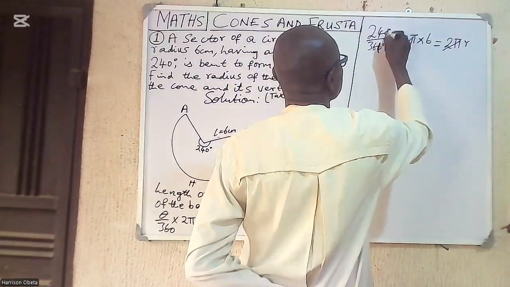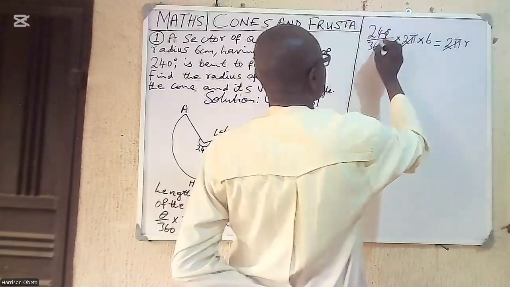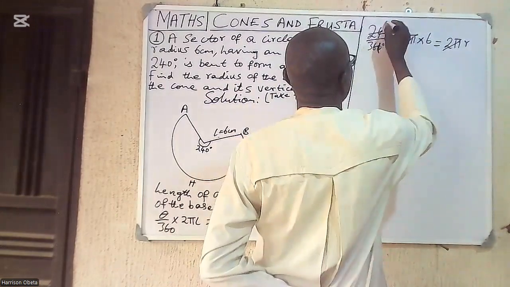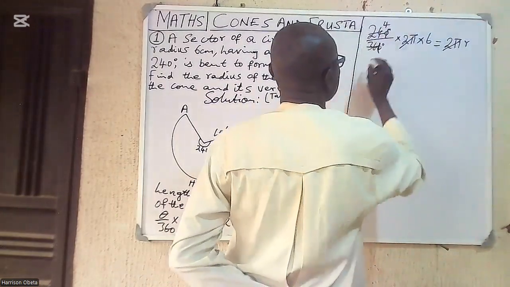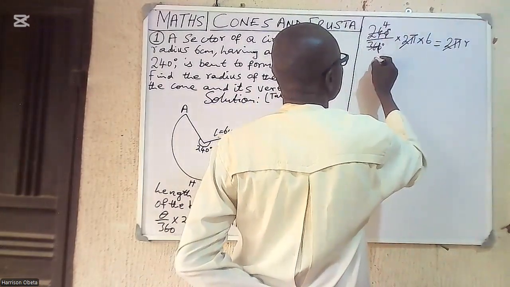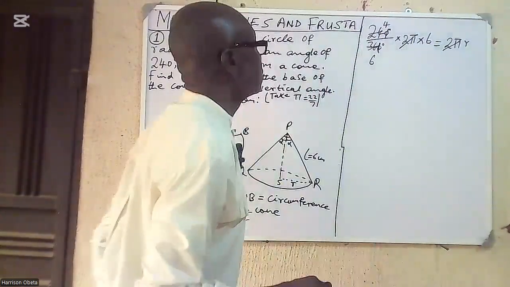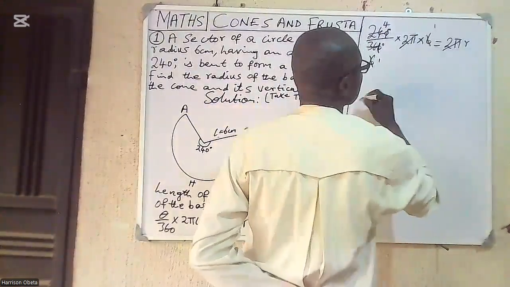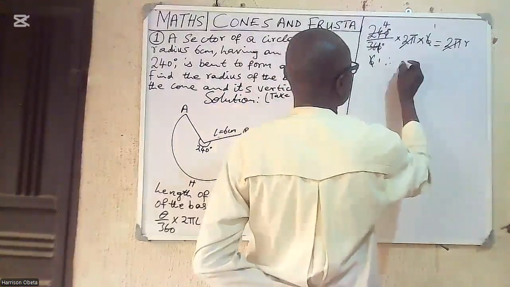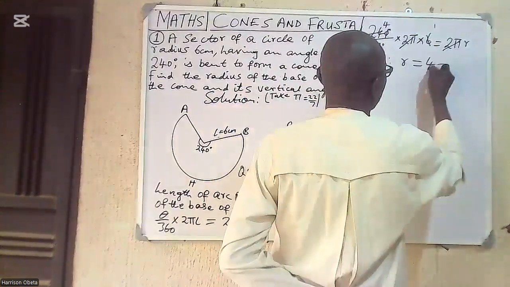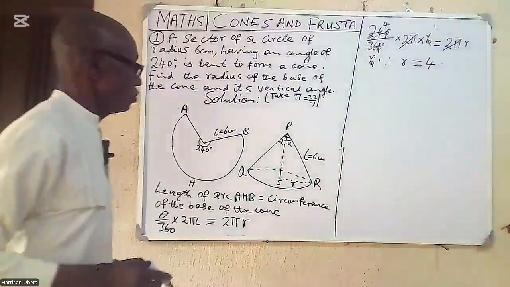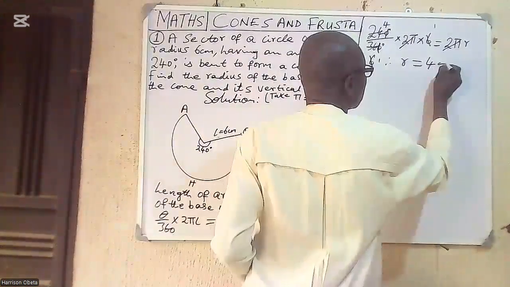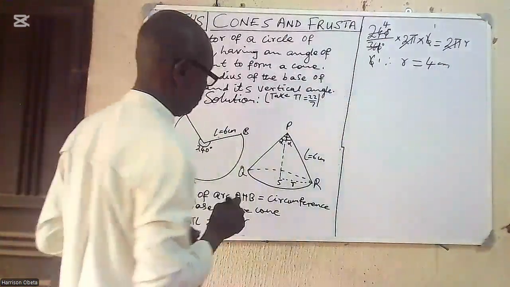Divide. 6 can go. This is 4. And this is 6. Again, 6 here, 1, 6 here, 1. And from this, we can see that our R is equal to 4. So our R is 4 cm.